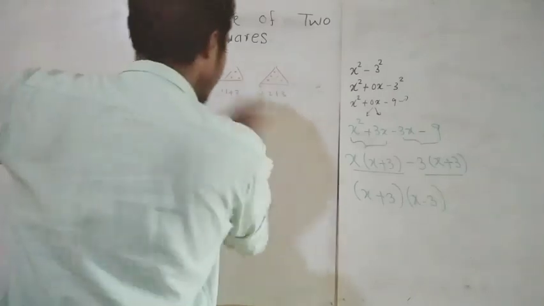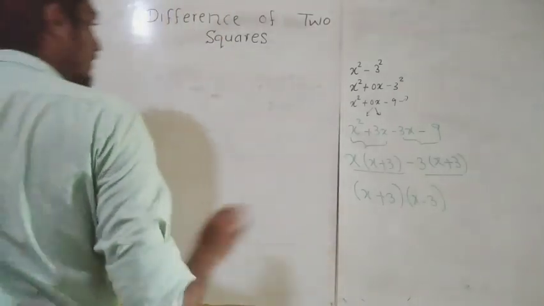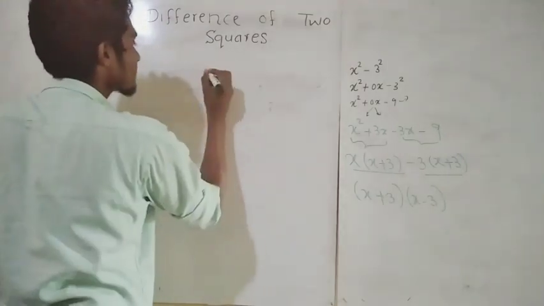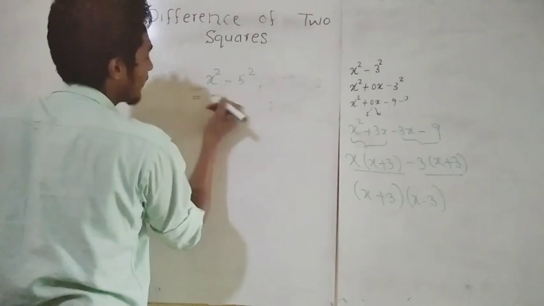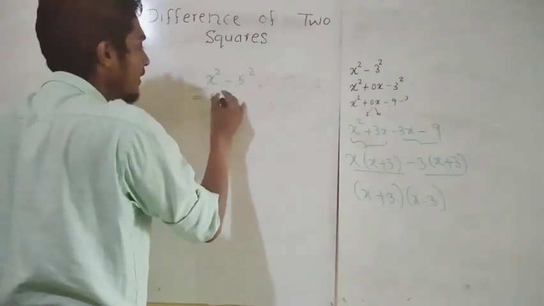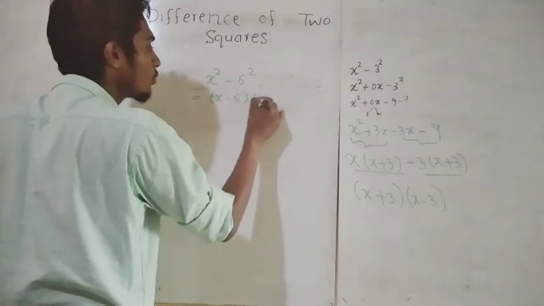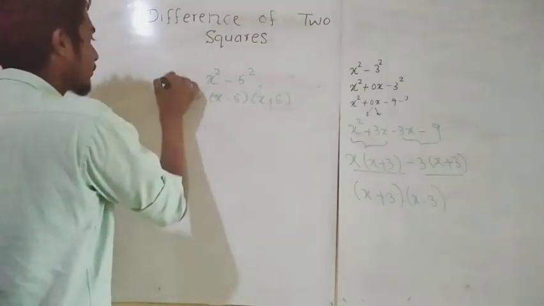Whatever the algebraic term you have doesn't really matter. Whatever the difference of two squares you have doesn't really matter. If you have, let's say, for example, x squared minus 5 squared, the factorization of the difference of x squared minus 5 squared is going to be x minus 5 into x plus 5. Right? So this is one of the examples.